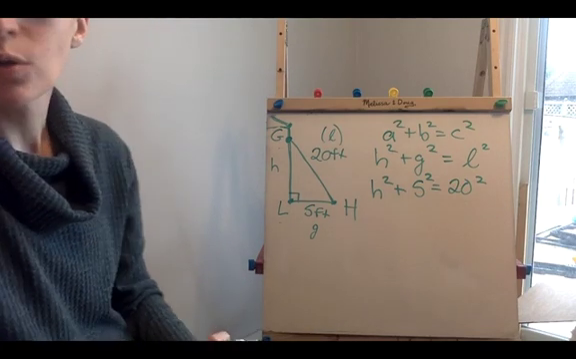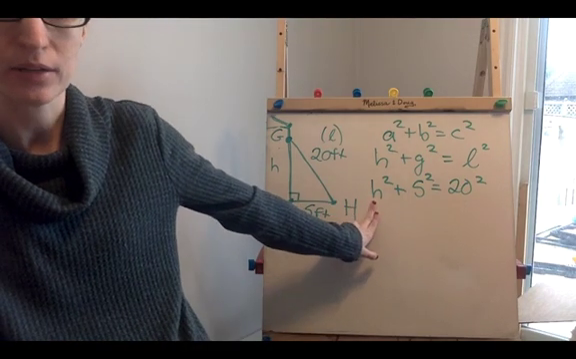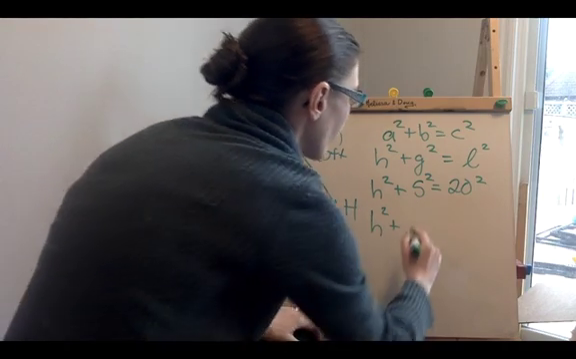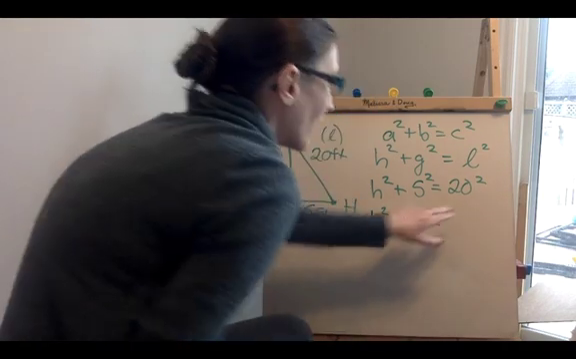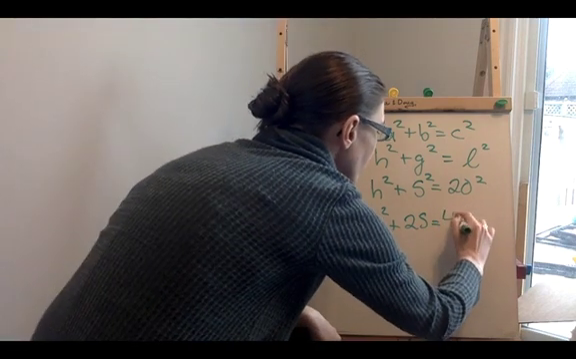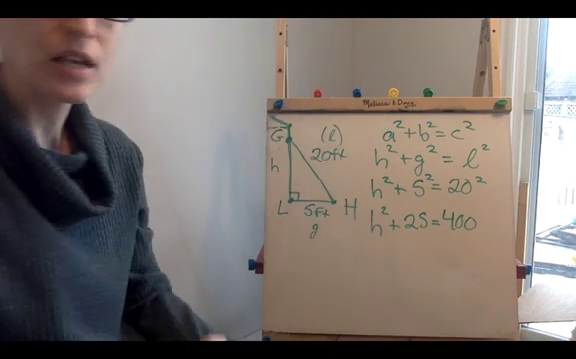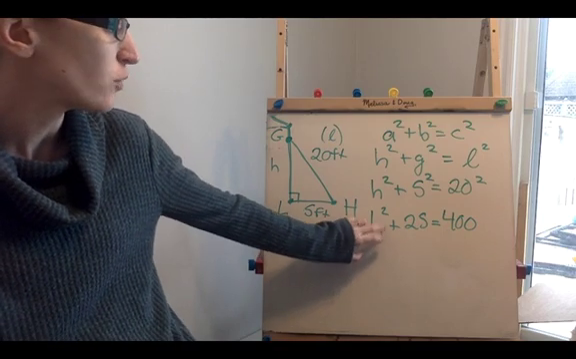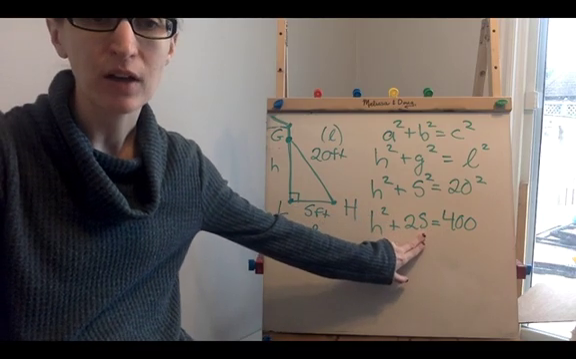So let's do what we can here. I can't do anything with this because I don't know what it is, so I'll just leave it alone for now. I can do 5 squared, that's 25. I can do 20 squared, that's 400. And ultimately, what we're trying to do is get h by itself. Right now, h is being squared, and it's having 25 added onto it.